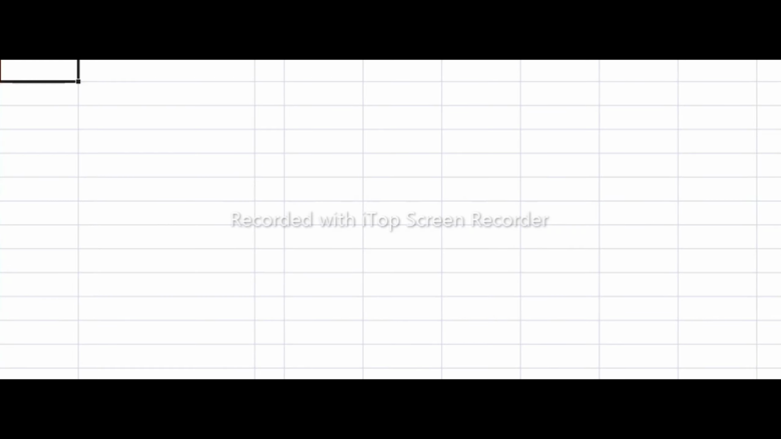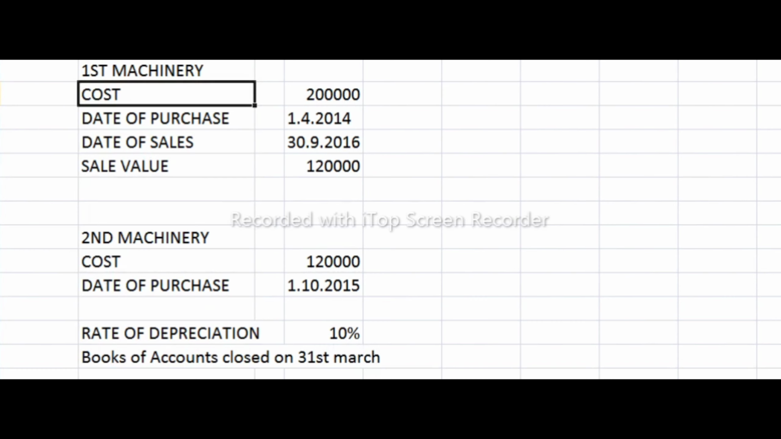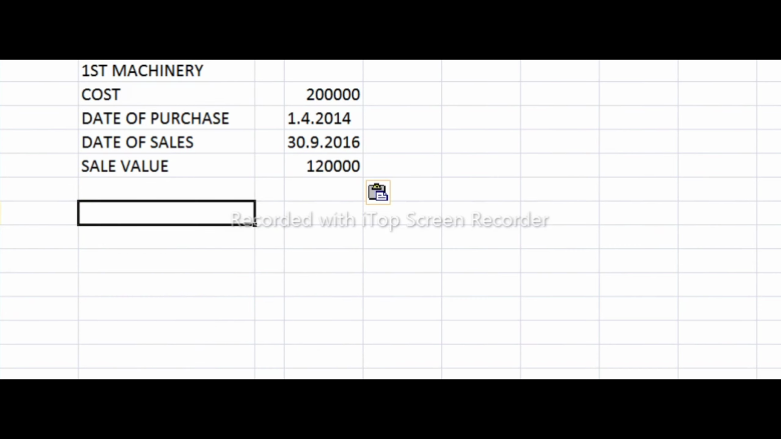Let's write what all they have given for machinery 1 and 2, and let's start with the working note. So in my account sheet, I have written out the details which are given in the problem for both machinery 1 and machinery 2. By doing this, it is easy for us, so that we need not go back to the sum and read the sum again. So it is clear what all is given for machinery 1 and what are the details given for machinery 2. So first let's start with machinery 1 and do the working note.